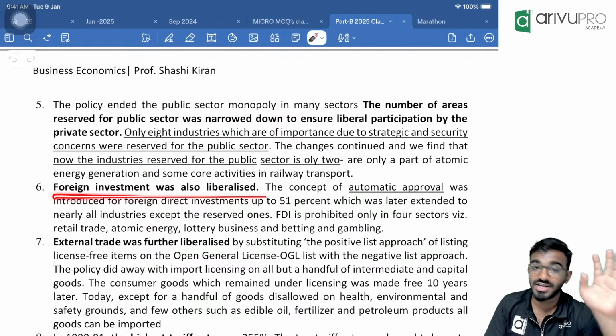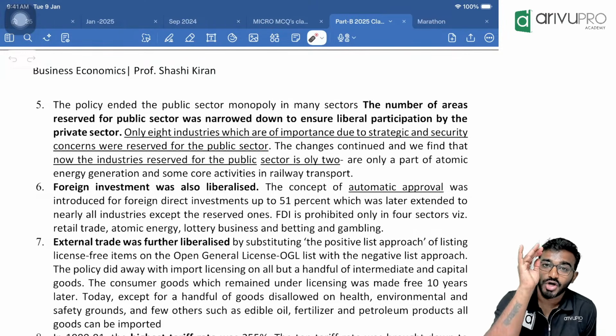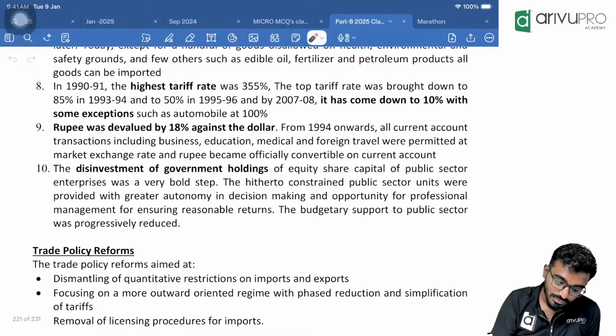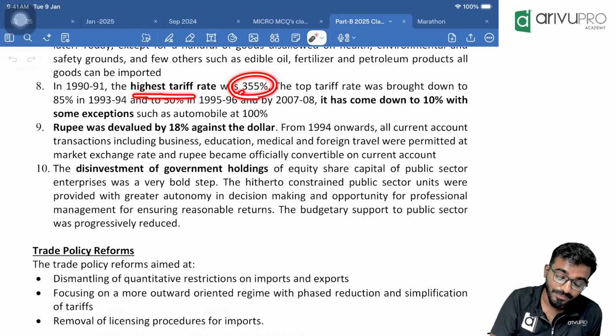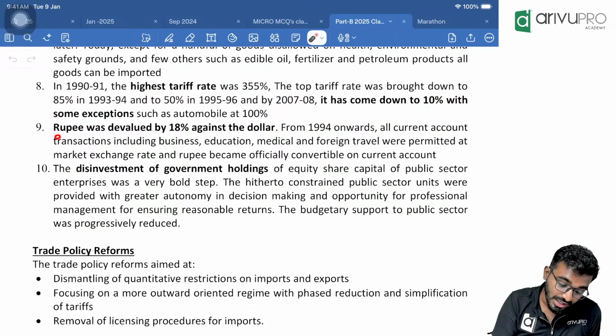Foreign investment was liberalized. Until 1991, we never allowed foreign companies nor foreign funds to enter India. But only after 1991 did we allow it. External trade was further liberalized. Slowly we started reducing rules. See, earlier what was the tariff rate? 355% in 1991. Later we brought it down to 85, 50, and recently in 2007-08 we brought it down to 10, and we devalued our Indian currency by 18%.